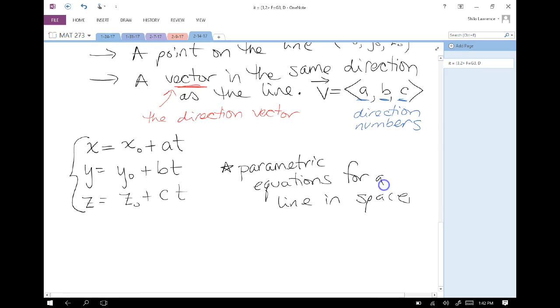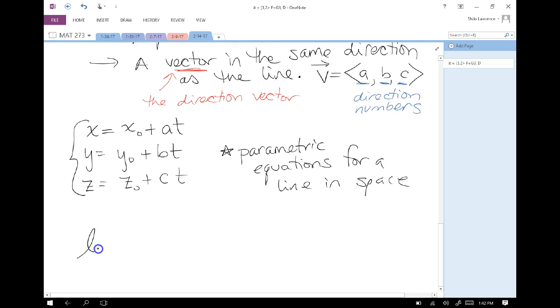So we could write it as 3 separate equations that kind of get bundled together, or we could also write it as a vector. So we could also say that this line is the vector, and we would put the x equation as our x component, and the y equation as our y component, and the z equation as our z component. And this is where we start seeing variables in our components. So x sub 0 plus at, y sub 0 plus bt, z sub 0 plus ct.